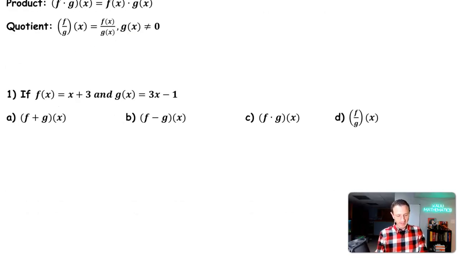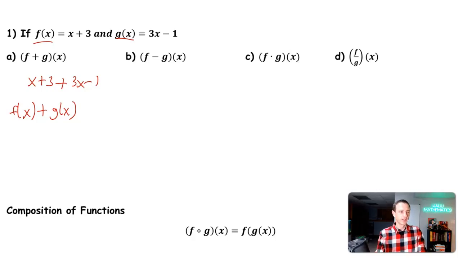So in letter A, f plus g of x, we are taking this as f of x, this is g of x. So that means we're taking x plus 3 plus 3x minus 1. We're taking f of x plus g of x. We're adding the two functions together. So when we do that, though, we have to combine like terms. So x plus 3x is 4x. 3 minus 1 is 2. So we get 4x plus 2 for that one.